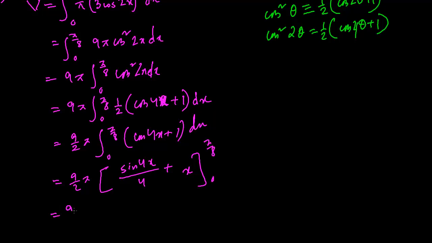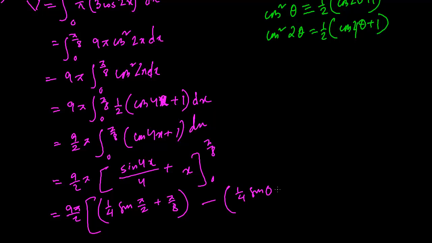Now we put the limit. So 9 pi by 2, if you put the limit pi by 8, it would be 1 by 4 sine 4 into pi by 8, which is pi by 2. If you put pi by 8 here, 4 by 8 is half, so pi by 2, plus this is going to be pi by 8, minus, if we put 0 here, it would be 1 by 4 sine 0 plus 0. So this is the idea.